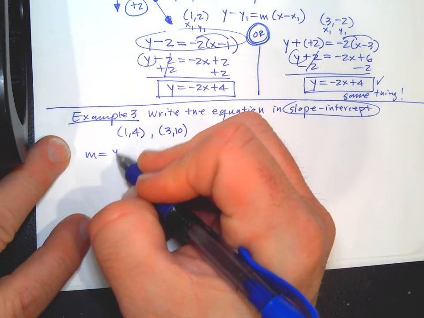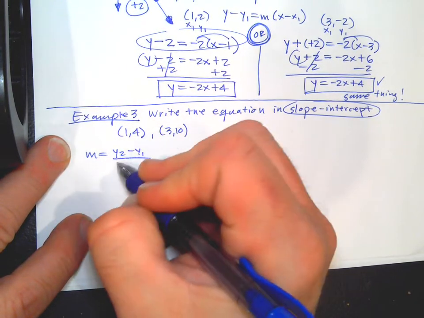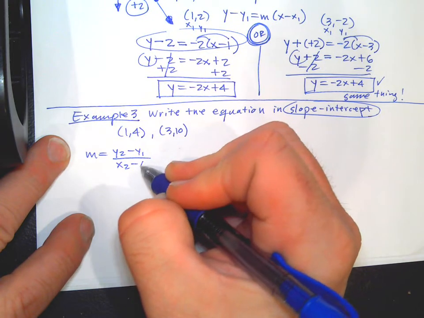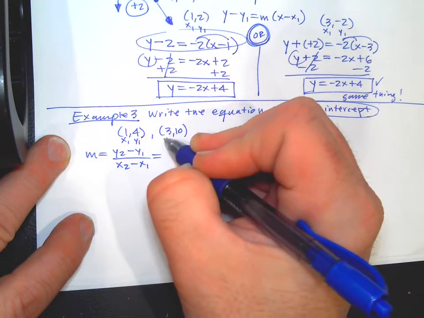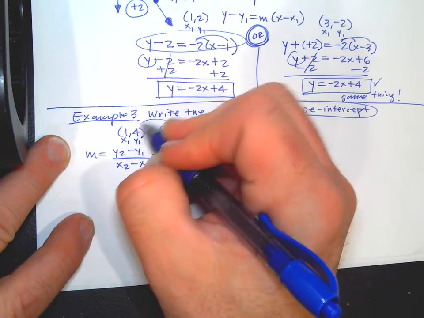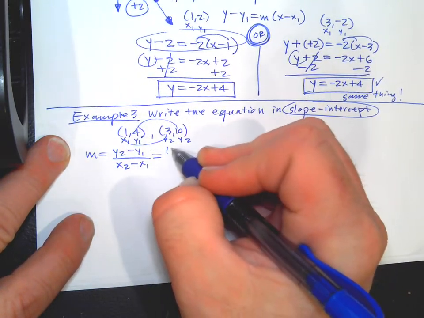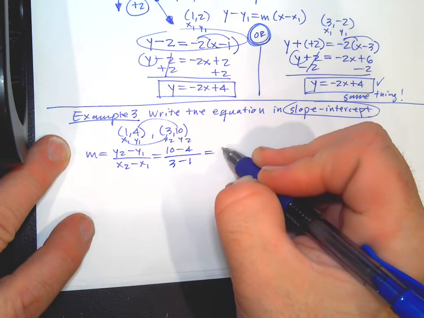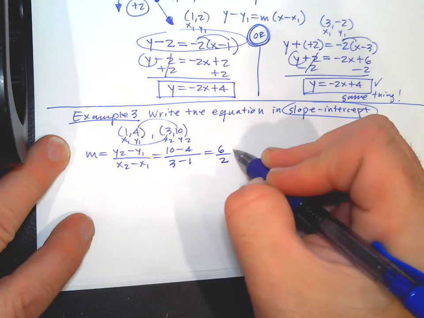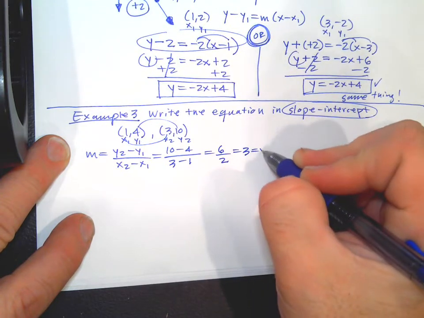So rise over run is the change in y over the change in x, y2 minus y1 over x2 minus x1. And you call this x1, y1, this one x2, y2. So it's going to be this minus that. It's going to be 10 minus 4 over 3 minus 1. So it's going to be 6 over 2, and then that's going to be 3, and that's your slope.